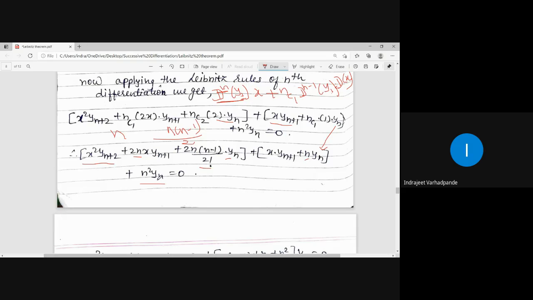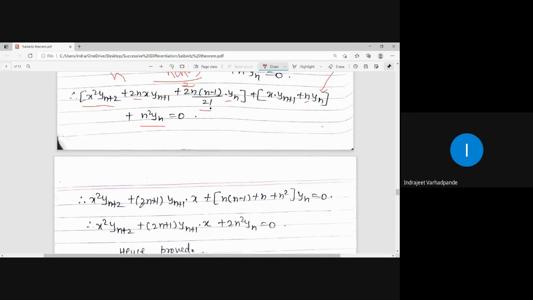Now collecting the like terms, this will be the term: x square into y(n+2), plus (2n+1) into x y(n+1). Collect all the terms together for yn and see what is getting cancelled and what is left out. So this will be your required answer.